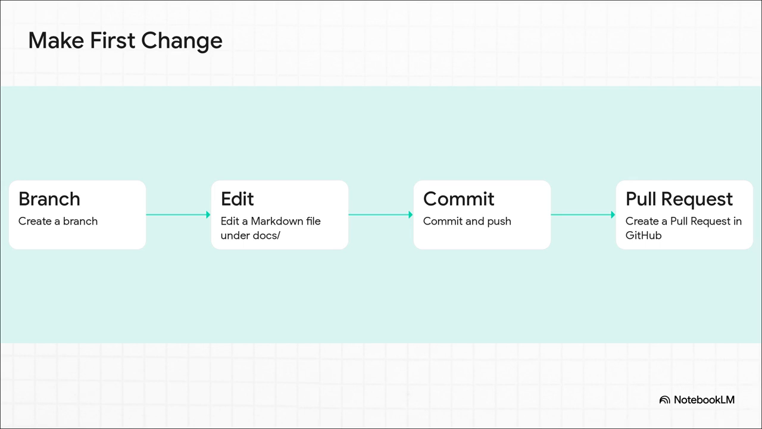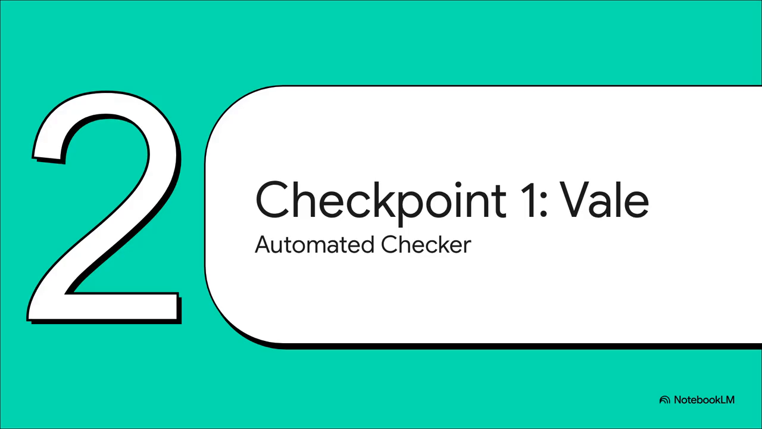The second a pull request is created in GitHub, it acts as this digital tripwire. It instantly triggers GitHub Actions to start running automated checks in the background, specifically targeting only the files you just changed. Moving right along to part 2, checkpoint 1, Vale.